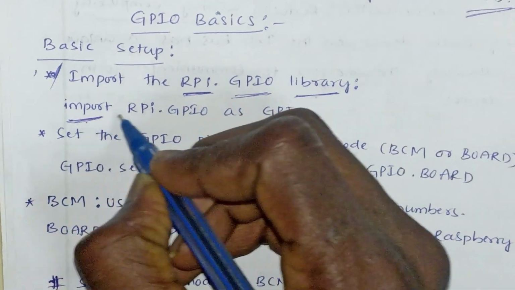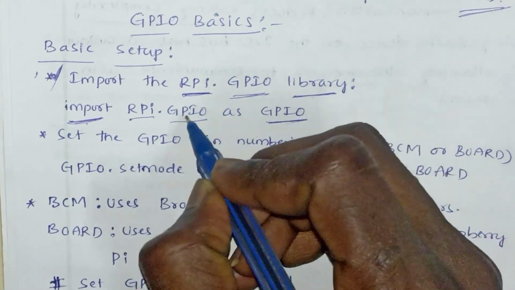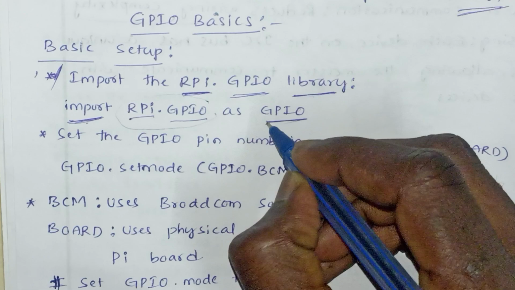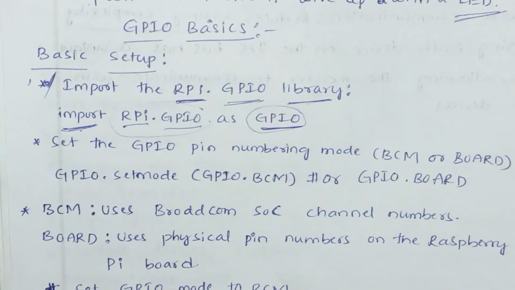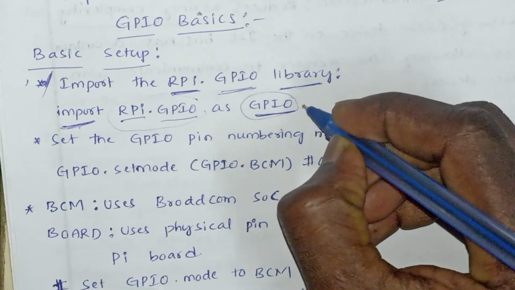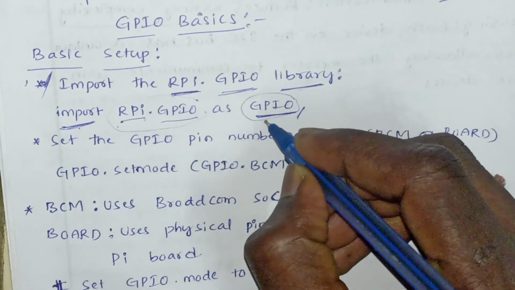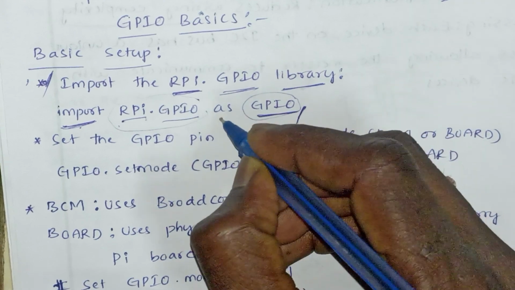Okay, import RPi.GPIO as GPIO. Instead of calling RPi.GPIO every time, we can easily call it GPIO. Okay, it is easy for calling. We are using GPIO everywhere, right? So in order to call RPi.GPIO, we can shortly call it GPIO. It is nothing but an alias.